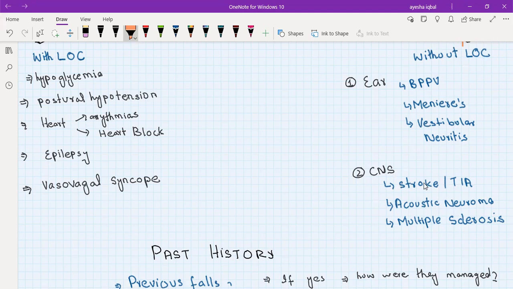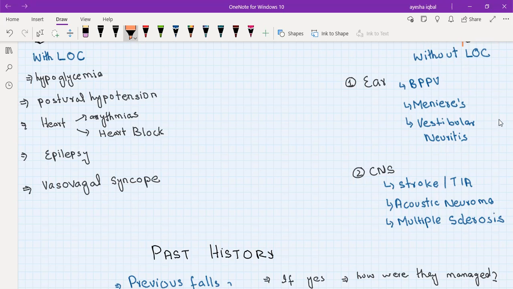Then CNS causes: stroke and TIA. Patient can fall down during stroke and TIA as well. Acoustic neuroma, which is a CNS tumor. It's basically the eighth nerve tumor, also called cerebellopontine angle tumor. Here, the patient can also experience falls. And then multiple sclerosis, which is a demyelinating disorder involving the CNS. So without loss of consciousness is ear and CNS. With loss of consciousness, you have five differentials, which are more of a general type, like hypoglycemia, postural hypotension, cardiac problems, epilepsy, and vasovagal syncope.